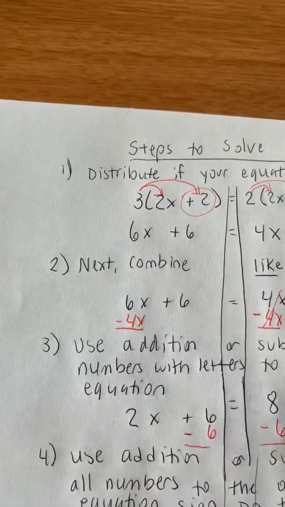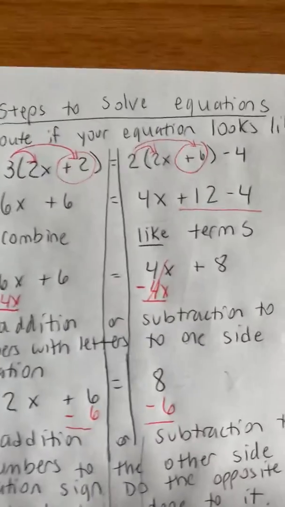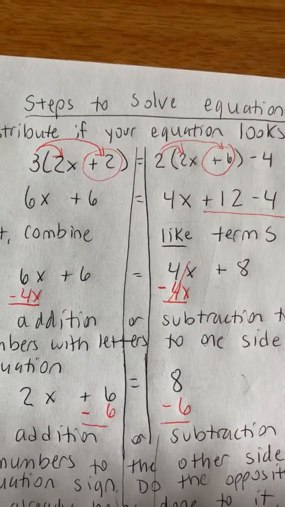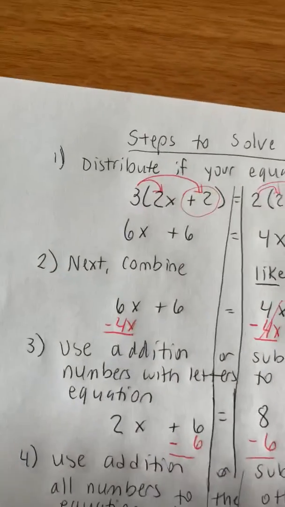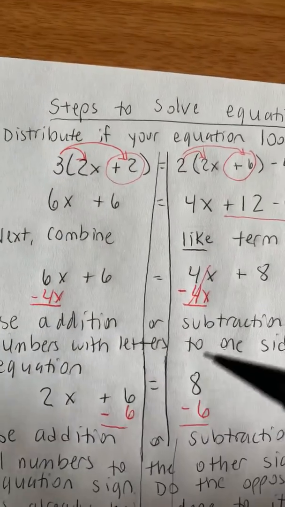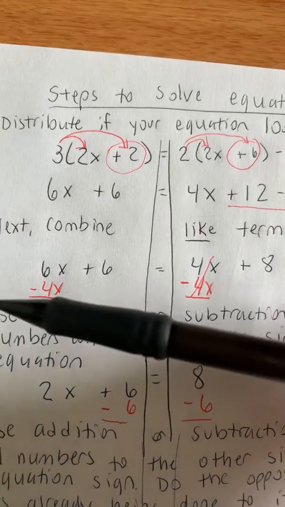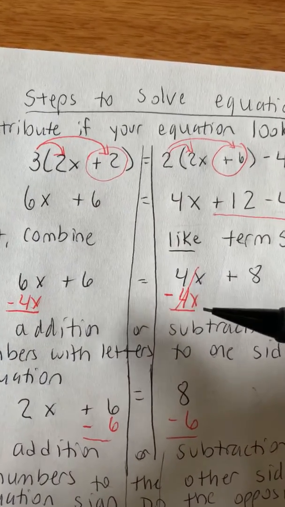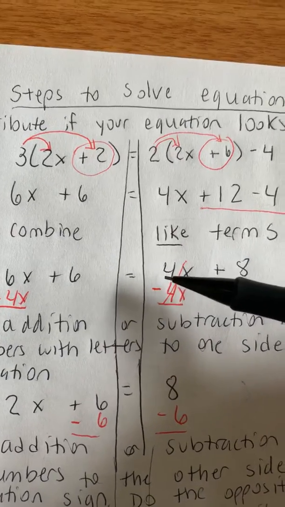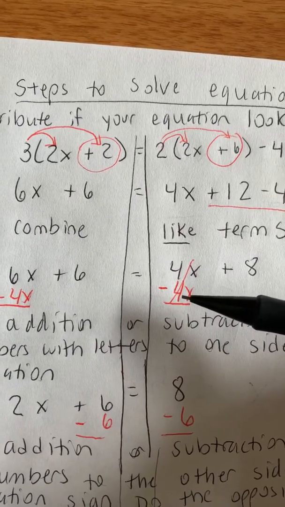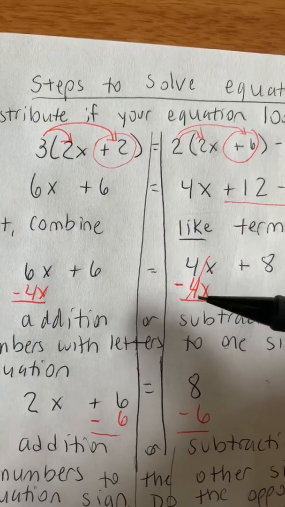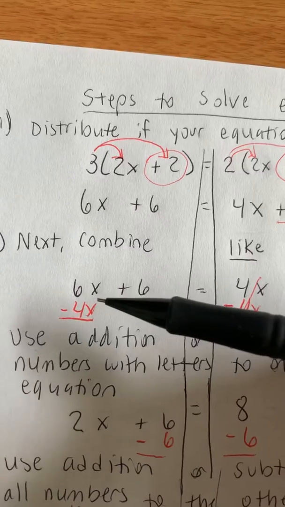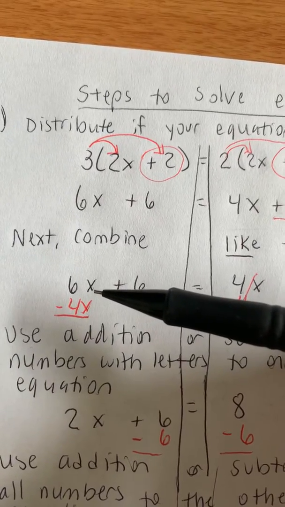The next step, use addition or subtraction to move numbers with letters or variables to one side of the equation. So I'm going to move, I like putting everything on the left. I'm moving my 4x over. Notice I have to do the opposite. It's a positive 4x, so I'm going to do the negative 4x, okay? Subtracting 4x, and whatever I do to the right, I do to the left. I can only put it with the number that has the variable x with it. That's a like term, okay?